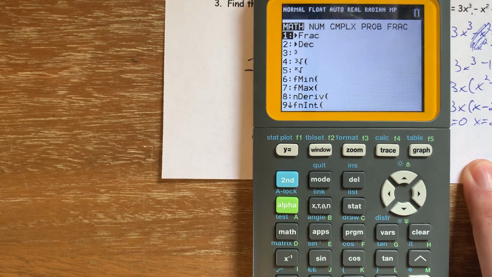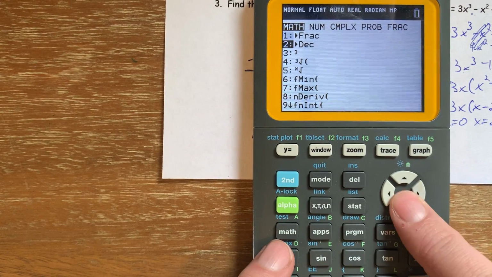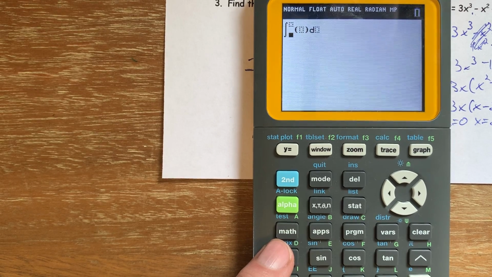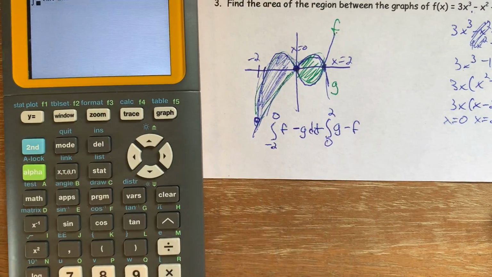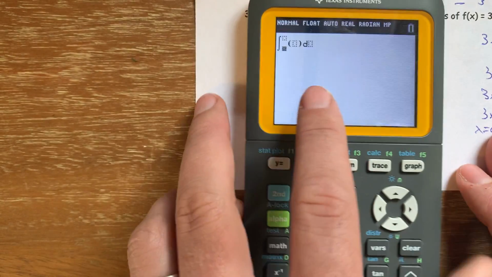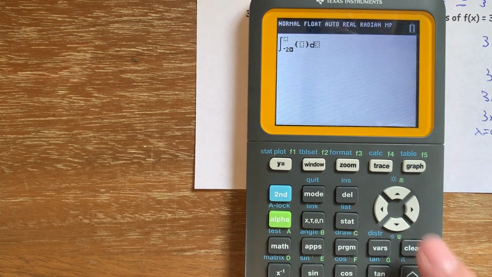This is worth writing down. Fn int, it says Fn int. That's the integral button. So Fn int of, so we have two different integrals. We said it was going to be negative 2 to 0 of the cubic one, f.